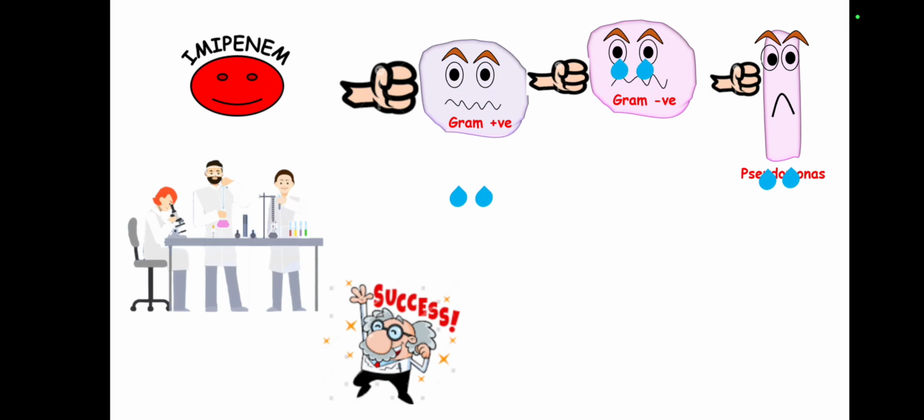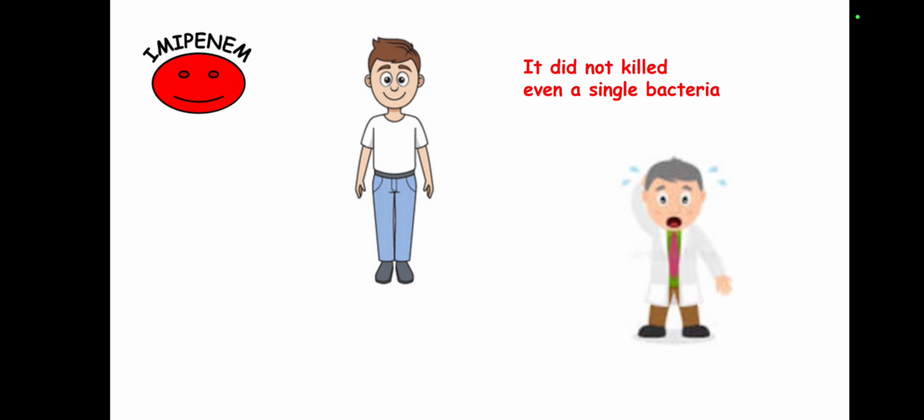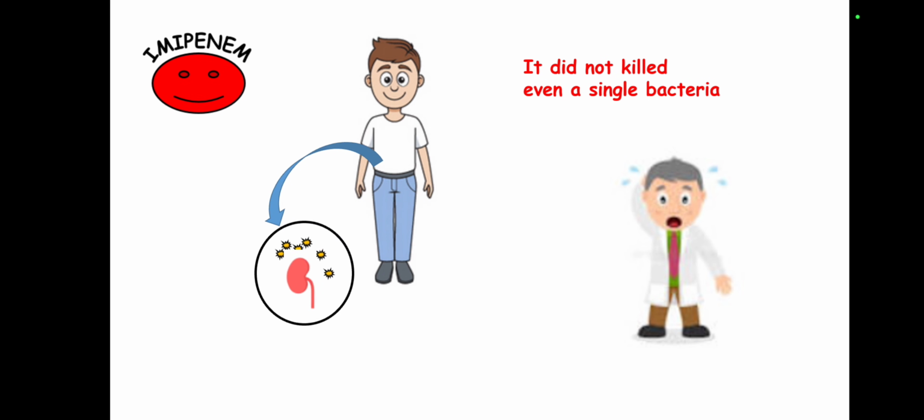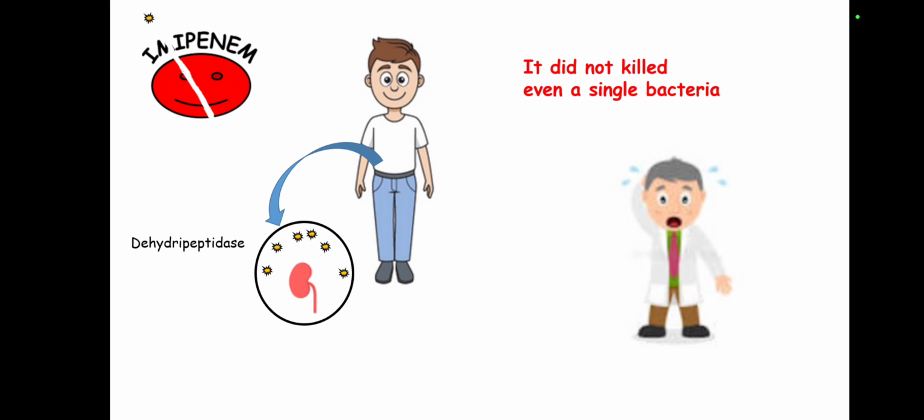So next we tried imipenem in humans. When we tried imipenem in human beings, it did not kill even a single bacterium. We were surprised because in the laboratory it was killing every bacterium, but in the human body it was not killing even one. When we looked for the reason, it was found that our kidneys produce an enzyme called dihydropeptidase. This dihydropeptidase enzyme mainly breaks down imipenem, and when imipenem is broken, obviously it will not work.